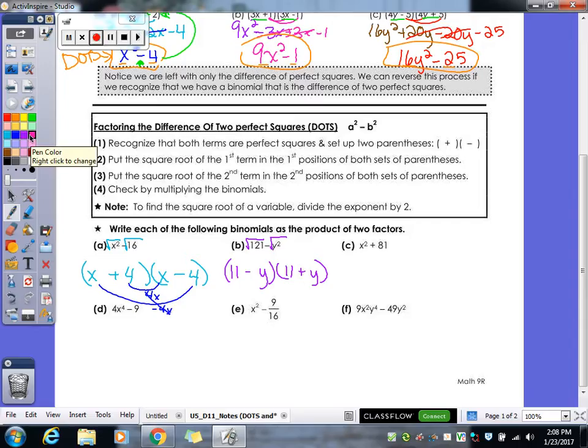The third one, this is one of the tricky ones. It's not dots, not dots. It's got a plus sign in the middle. It needs to be a subtraction. So this one's actually not factorable. It's a prime.